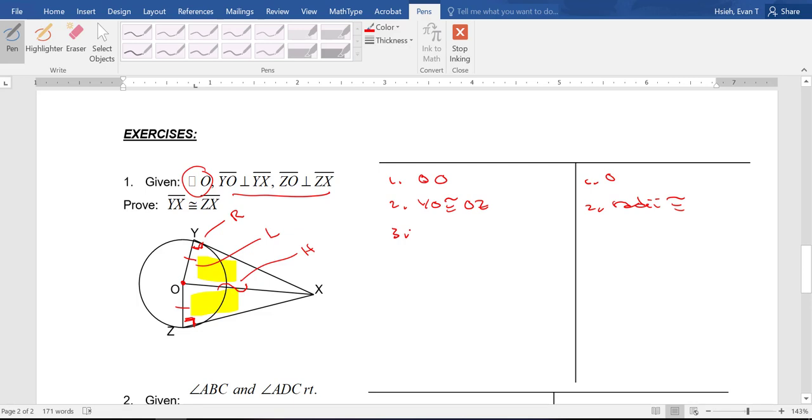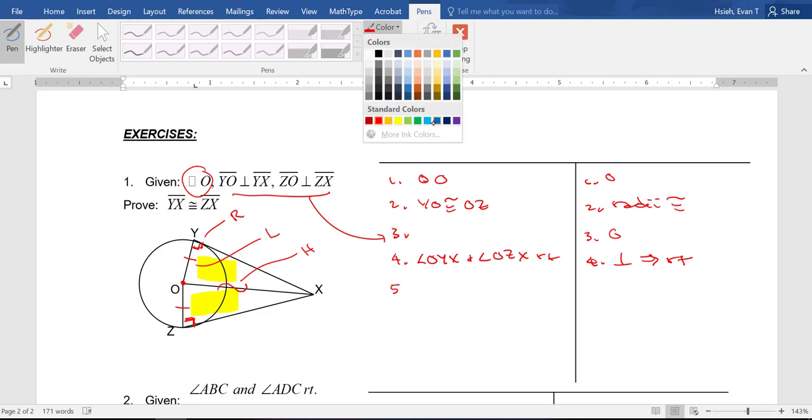Step 3, I'm going to use the perpendicular here. Step 4 gives me the right angles, so angle OYX and angle OZX are right, and that's going to be if perpendicular then right. And here's the step that you do not need to do. Okay, I can't emphasize this to you enough.